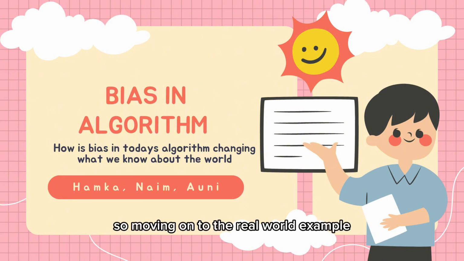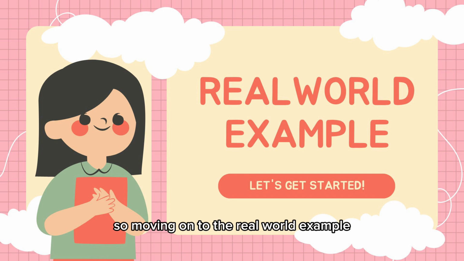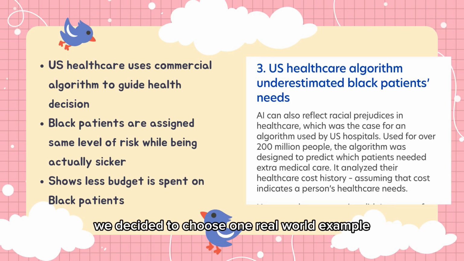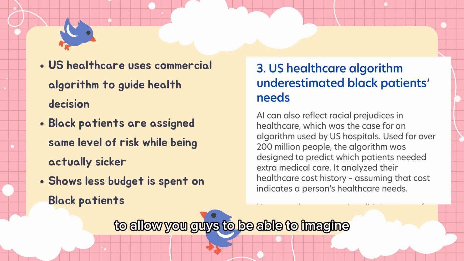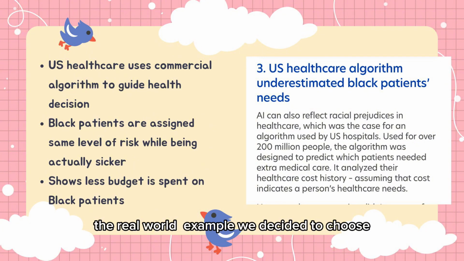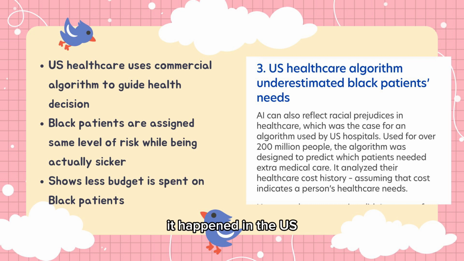So, moving on to the real world example. To answer the inquiry, we decided to choose one real world example to allow you guys to be able to imagine and understand even better. The real world example we decided to choose is related to the healthcare sector. It happened in the US, where racial prejudice can be seen against black people.